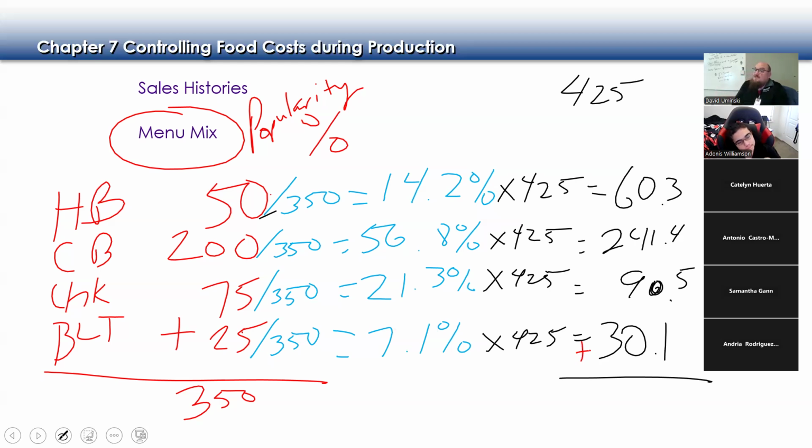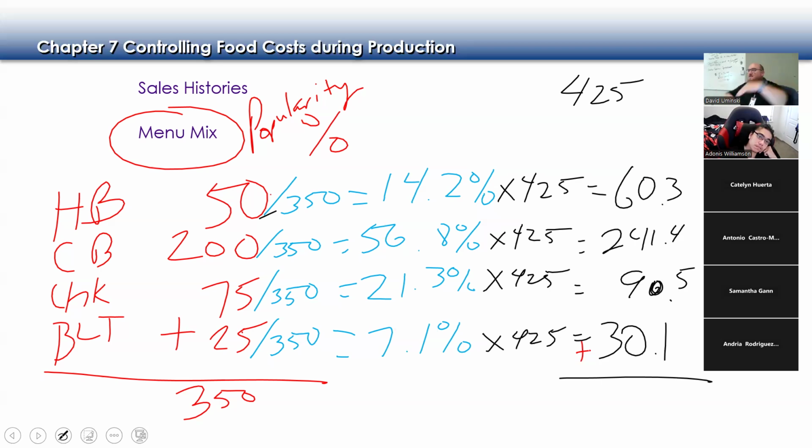So that tells me how I can go up or down, right? If I have fewer guests, I just multiply by that new number, use that same popularity percentage, and that tells me I need to actually only prepare for 60 burgers and 241 cheeseburgers. So I need to have enough bacon for 30 BLTs. I need to have 90 chicken sandwiches prepared.